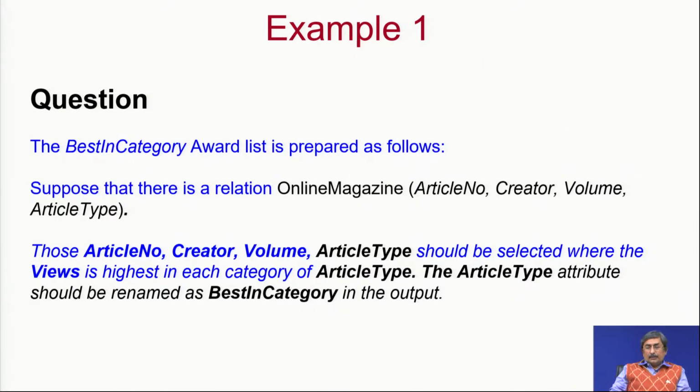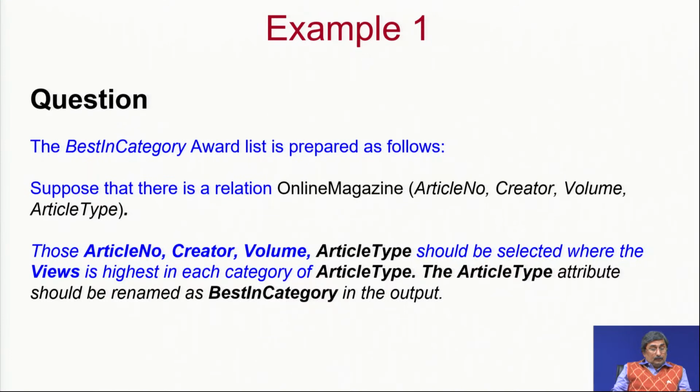Suppose that there is a relation online magazine with columns article number, creator, volume and article type. Now, I want to find out those article number, creator and volume, and article type should be selected where the views is highest in each category of article type. This article type attribute should be renamed as best in category in the output.